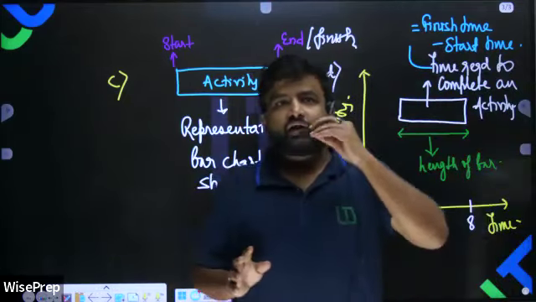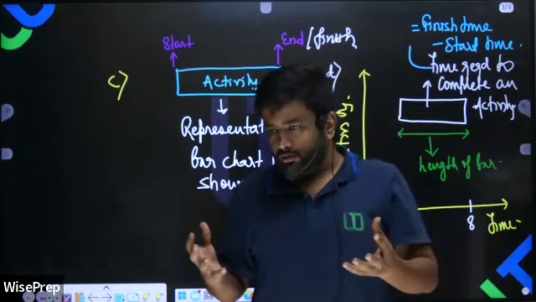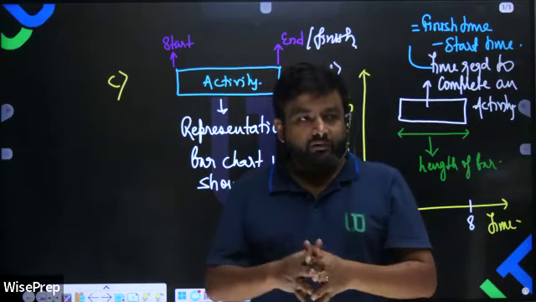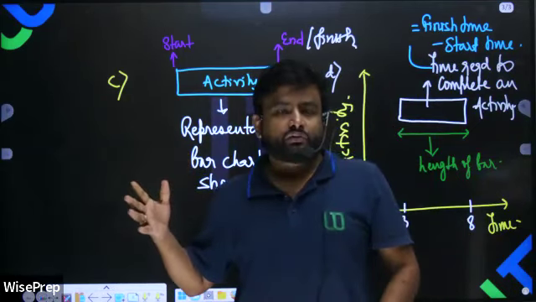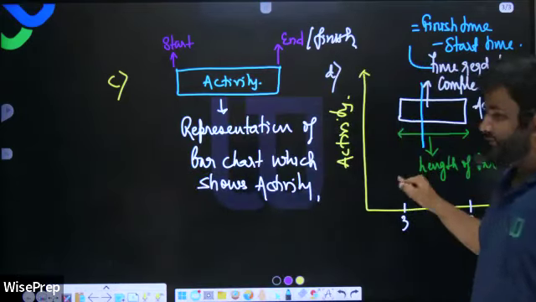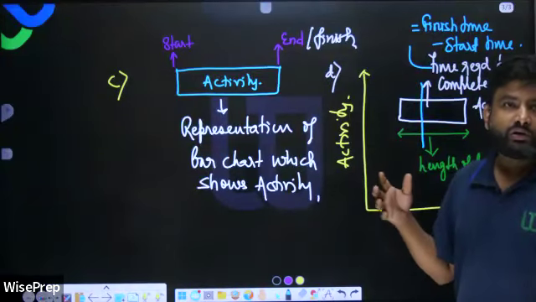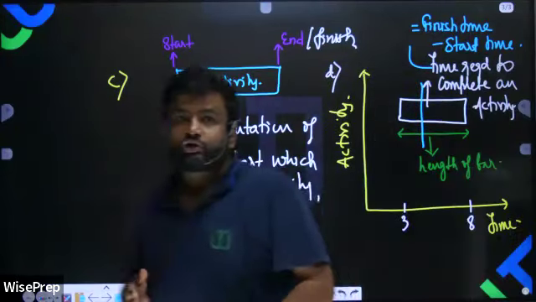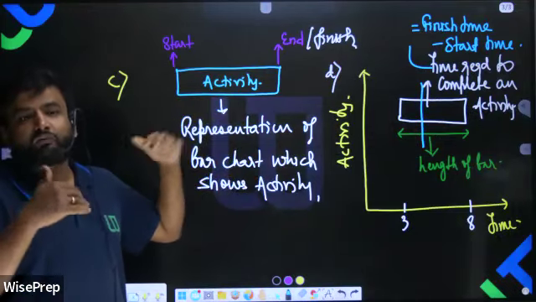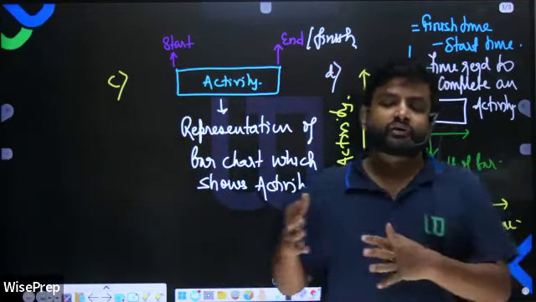If I ask you the advantages of a bar chart: first of all, it's simple, easy to draw, and understandable. Second, the progress achieved at a certain time can be expressed in terms of percentage. And last but not least, it gives us an idea of which activity will start at what date and finish at what date, so it gives an idea about the start and finish of the entire project.